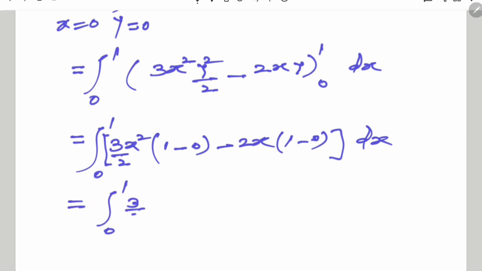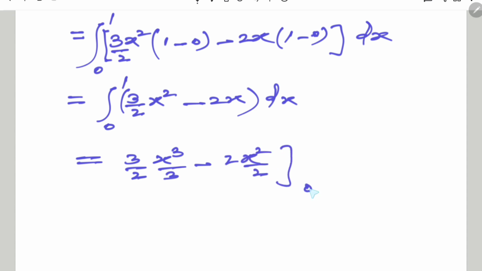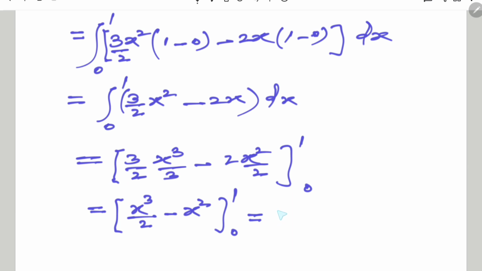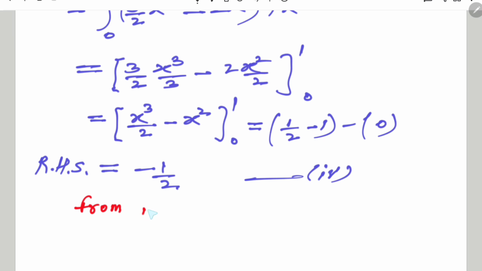Integrating each term with respect to y for the inner integral, we get 3x square y square by 2 minus 2xy, limit from 0 to 1, and then its integration with respect to x after substituting the limit 0 to 1: 3x square by 2, upper limit 1 minus lower limit 0, minus 2x, again 1 minus 0, and then its integration with respect to x. It is integration of 3 by 2 x square minus 2x. Integrating each term with respect to x, we get first term 3 by 2, that constant we take outside, integration of x square is x cube by 3, minus 2 constant, integration of x is x square by 2, limit from 0 to 1.